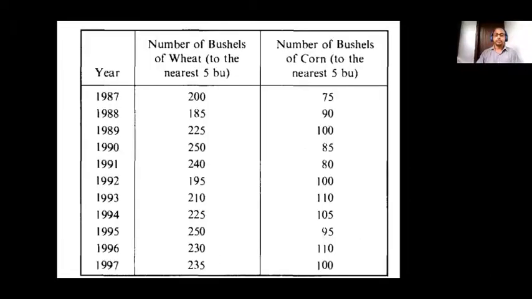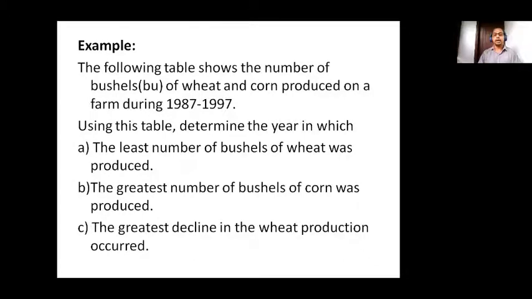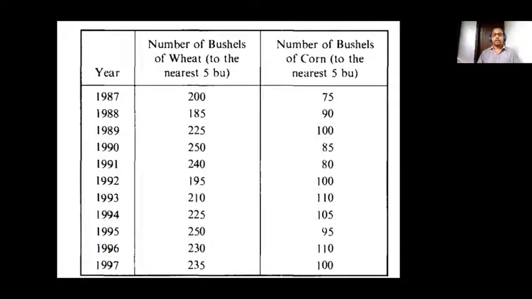So, from this example, what is the least number of bushels of wheat produced? What is the greatest number of bushels of corn produced? The greatest decline in the wheat production occurred in which year? This can be obtained from this table. For example, the least number of bushels of wheat produced: among these values, the least value is 185, and it was produced in the year 1988.